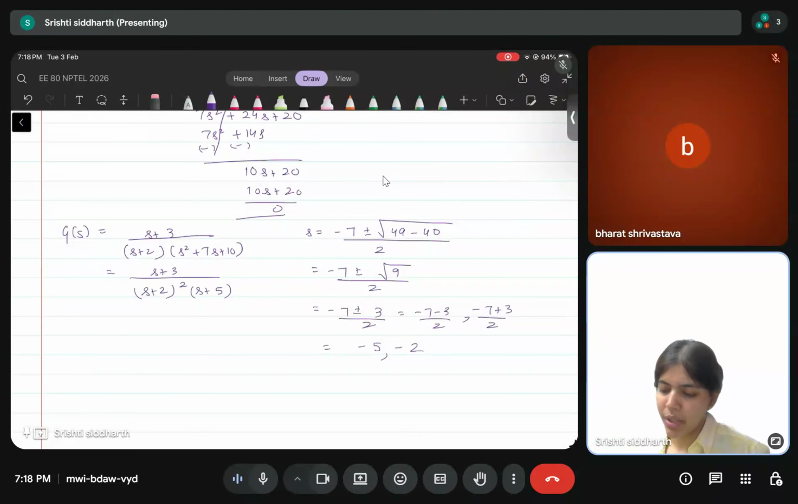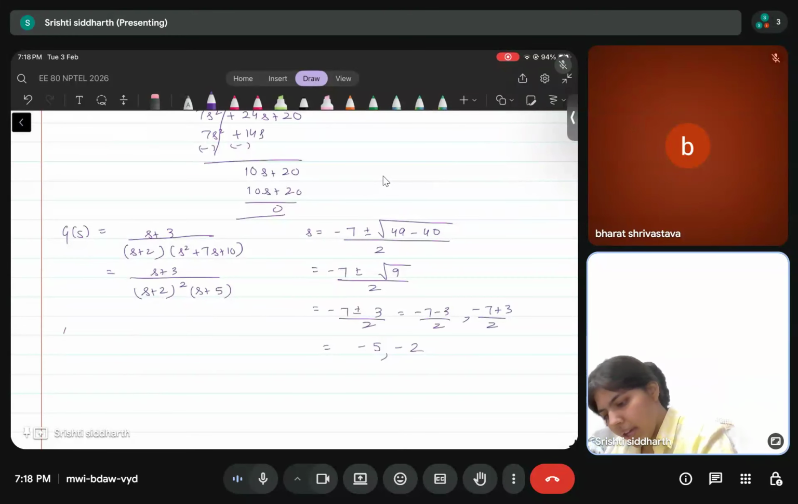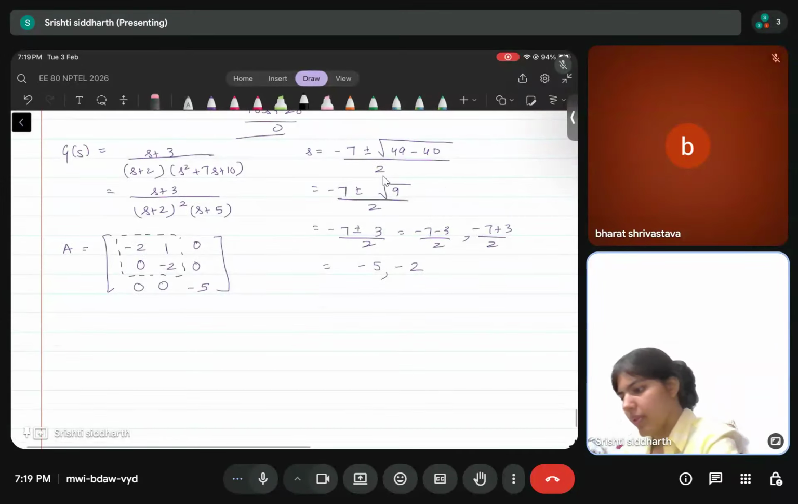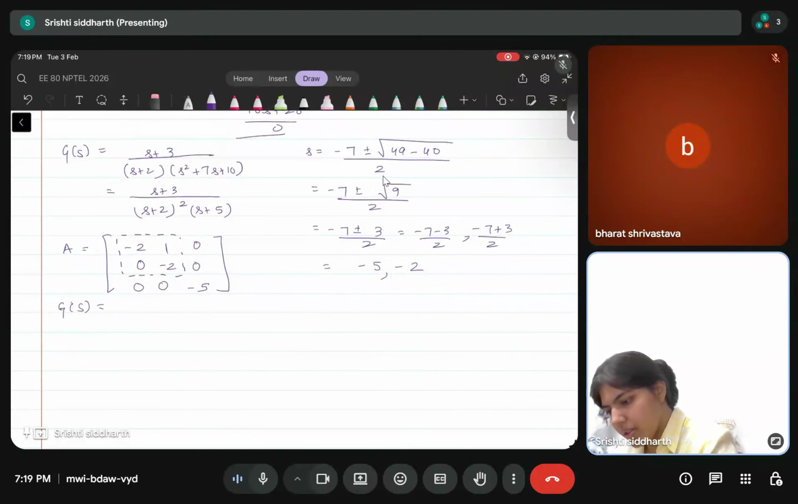So we have multiple eigenvalues at S equals minus 2. So A would look like minus 2, minus 2, 1 here and then 0, and then minus 5. This is the block for lambda equals minus 2. And now we need those coefficients, right? So let's compute G of S.